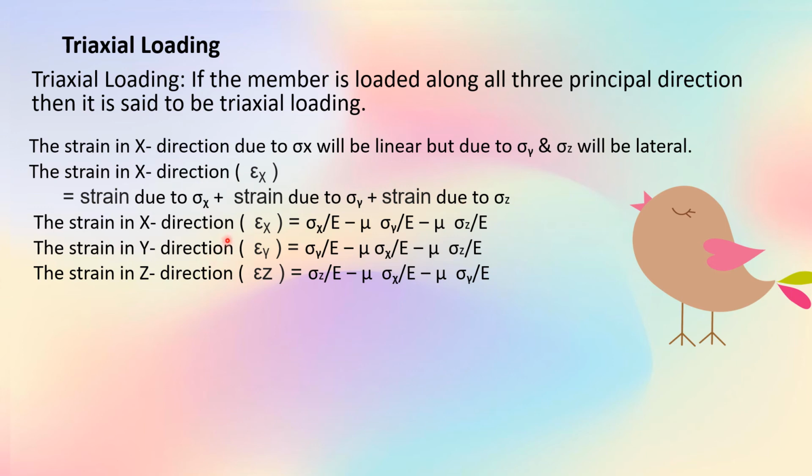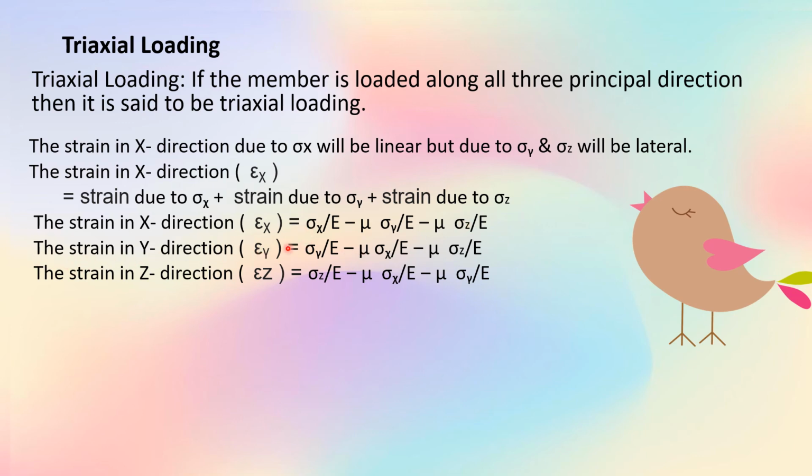So strain in x direction epsilon x will be, now due to sigma x it is linear, so it will be sigma x upon E. Due to sigma y it will be lateral, so minus mu into sigma y divided by E, minus mu into sigma z divided by E. So these two, y and z, here become lateral and x is linear.